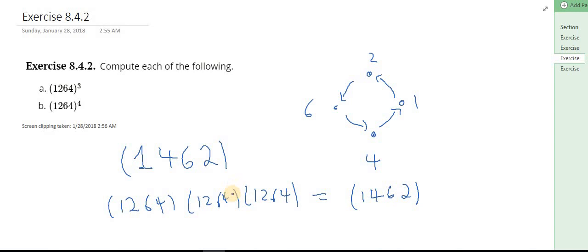Now, if I do it to the 4th power, an easy way to do that is just take the 3rd power and then multiply it once again by (1 2 6 4). So that's one way to do it. You could start all over again, but why reinvent the wheel, you know?